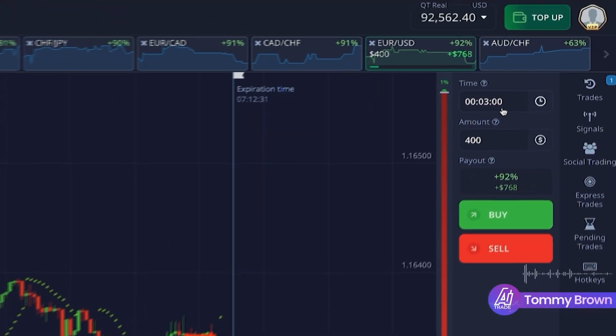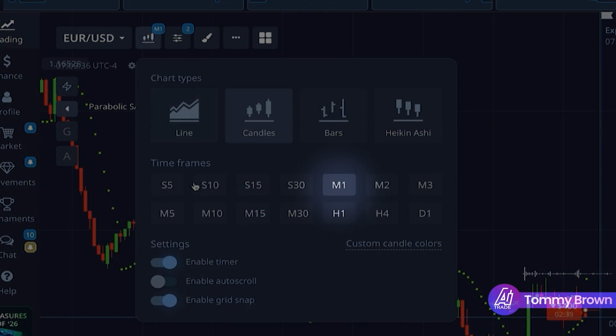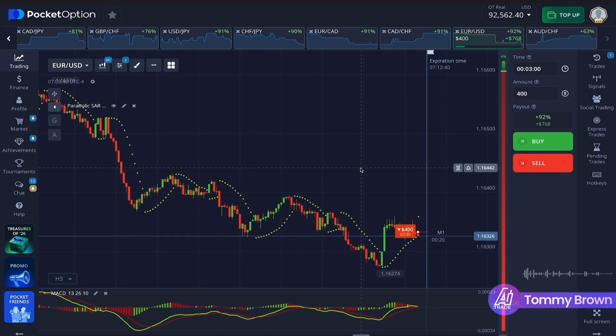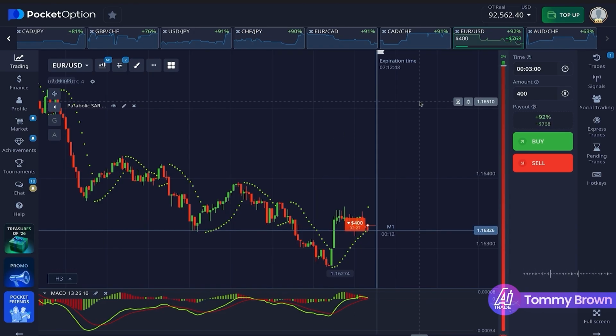Our expiration time will be 3 minutes. We'll use a 1-minute chart, and the chart type will be standard candles. We look at the chart and see the overall movement is downward. In other words, the price is gradually going down, which means one thing: we are looking at a downtrend. Let me show you now.